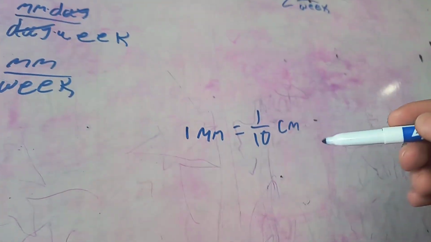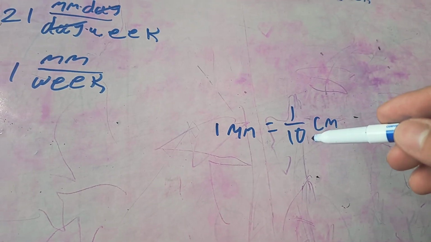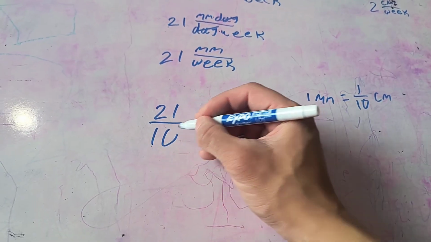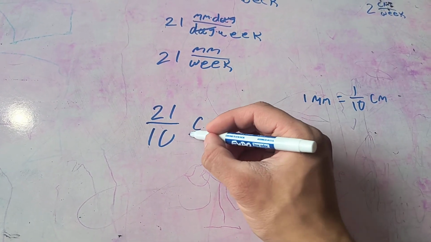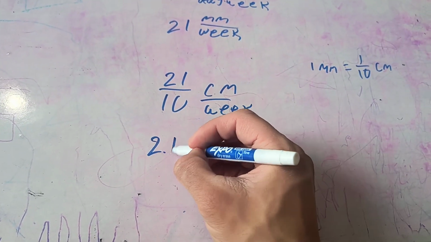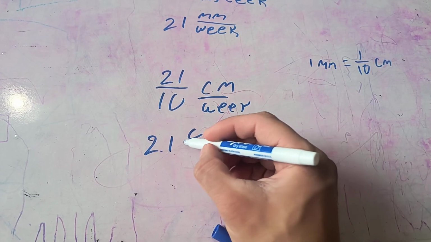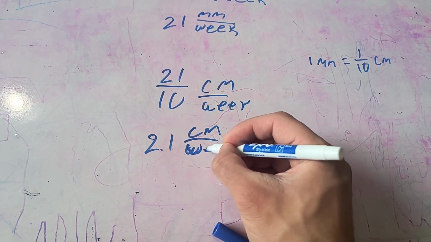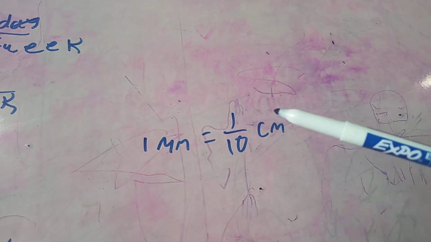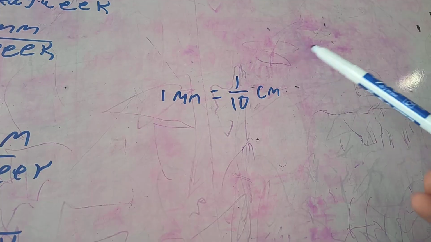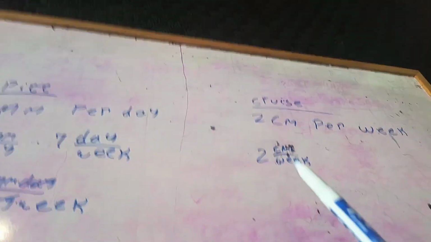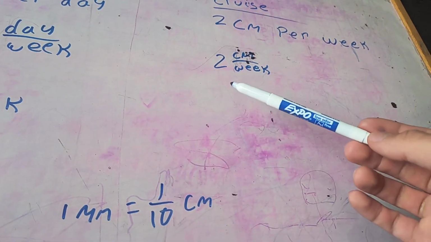If we multiply this 21 millimeters by this, we'll get 21 over 10 centimeters a week. And 21 divided by 10 is just 2.1. So 2.1 centimeters a week. Because we just turned these millimeters, and we said this is the exact same thing as 21 over 10 centimeters. So this turns into 2.1 centimeters a week, which is still larger, faster than Cruise's 2 centimeters a week.